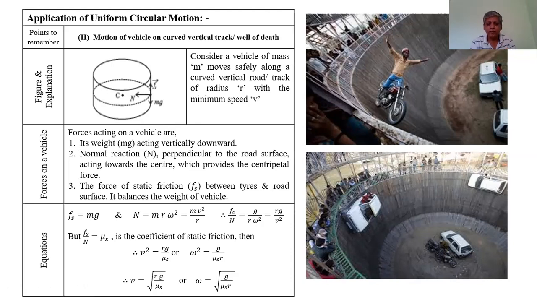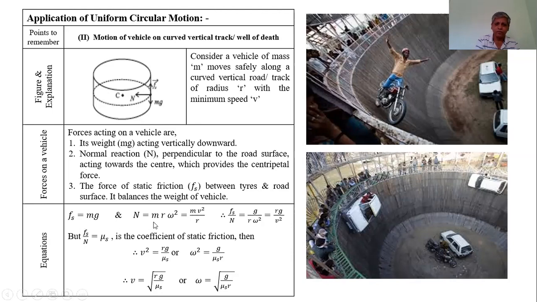Remember these things. In horizontal circular motion, the normal reaction balances the weight, and the force of static friction provides the necessary centripetal force. In vertical circular motion, the force of static friction balances the weight, and the normal reaction provides the necessary centripetal force. That is the only difference in both applications.